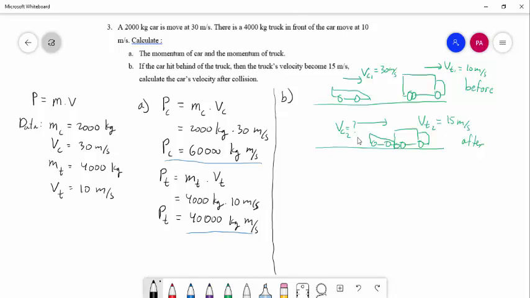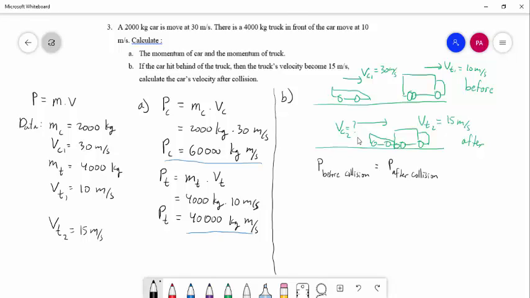For this one, we have another data. Let's see. We can add this one as before collision. And we have one new data: the truck velocity after collision is 15 meters per second. Okay. And the formula for the conservation of momentum is momentum before collision equals momentum after collision.